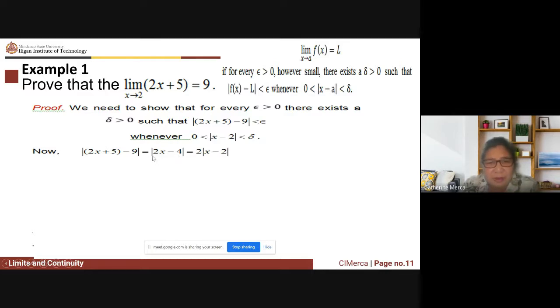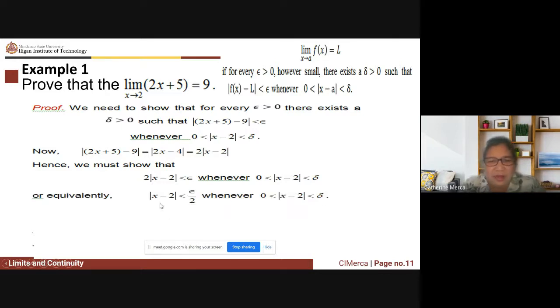So, you now have absolute value of 2x minus 4 equals, 2 is positive, di ba? But absolute value is always non-negative. So, you can take out 2. And 2 times absolute value of x minus 2 is still equal to the absolute value of 2x minus 4. So, from there, you now have to show that 2 times the absolute value of x minus 2 is less than epsilon whenever 0 is less than absolute value of x minus 2 less than delta.